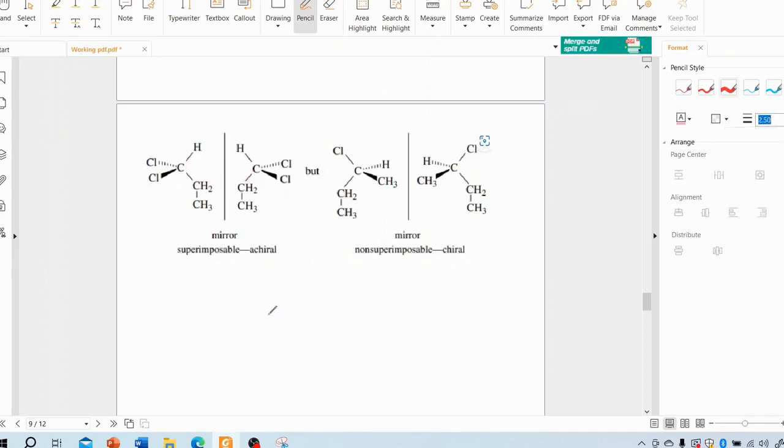If we rotate it like this, then this can be superimposed on this. They will be completely overlapping each other. But if I rotate it like this, these two will never superimpose. So they are non-superimposable mirror images.